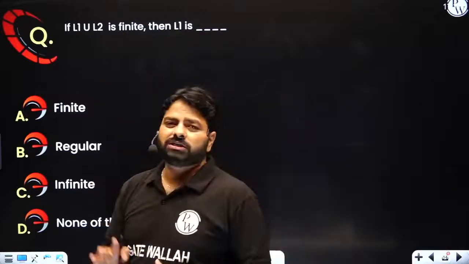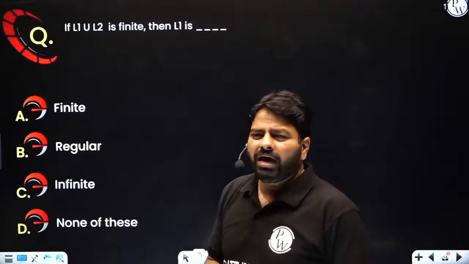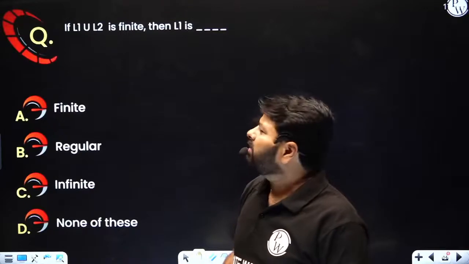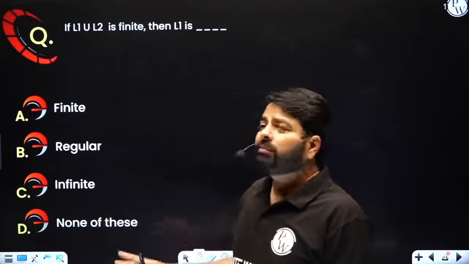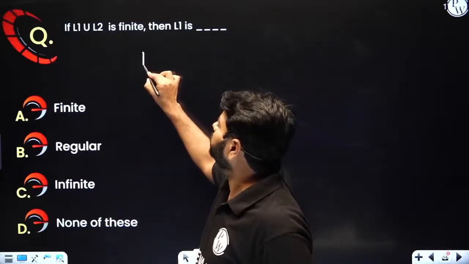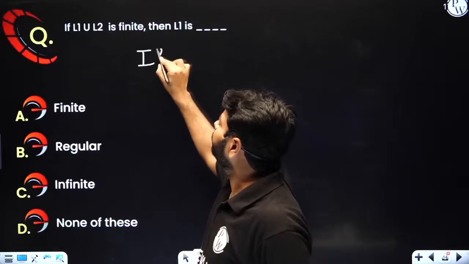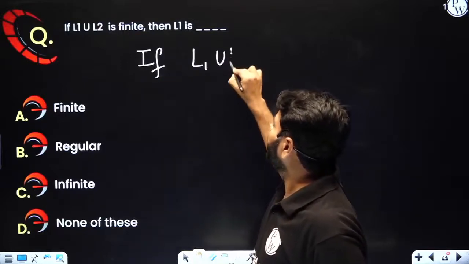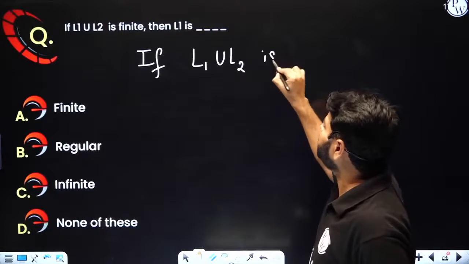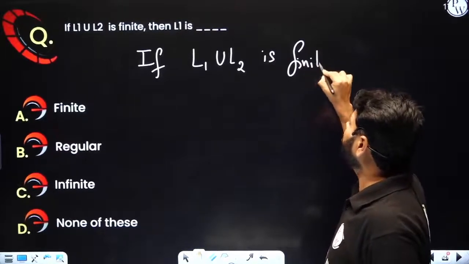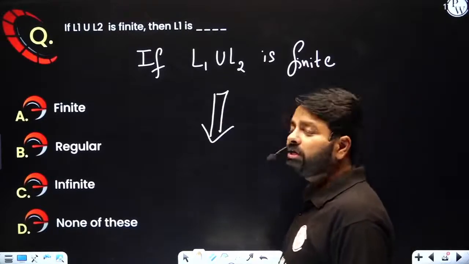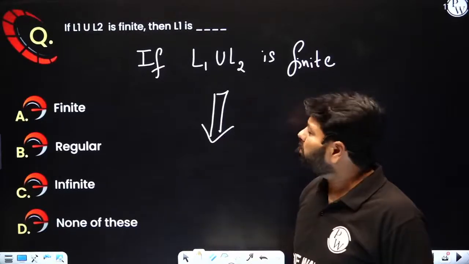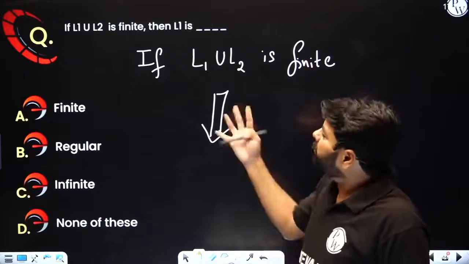L1 union L2 is finite. Here we have the assumption that both L1 and L2 have to be finite. So it's okay here, but not all the time. It's okay here because what is given to you is that L1 union L2 is finite. What is not given is L1 and L2. That means you should think about whether L1 is possible to be finite, and whether L1 is possible to be infinite.